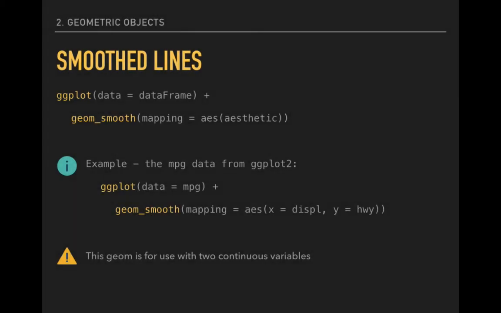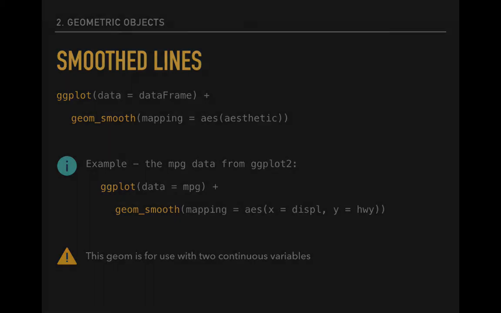An alternative way to visualize the same pattern is with a smooth line. This gives us what we often refer to as the best fit line between two variables, a sort of summary of all the data points we saw in the scatter plot. We use the smooth geom to accomplish this, along with the same aesthetic mapping as we used previously. Like the scatter plot, this geom is best for two continuous variables.